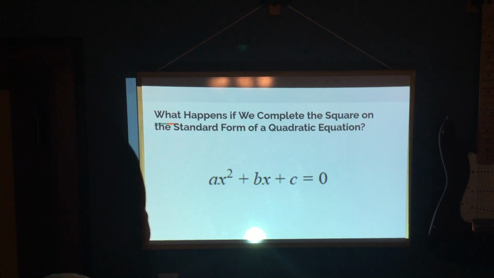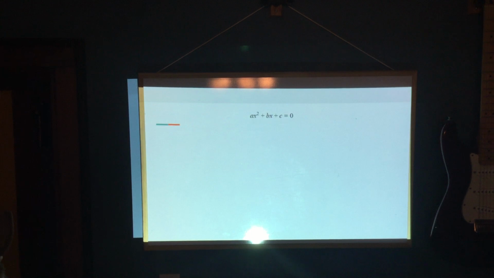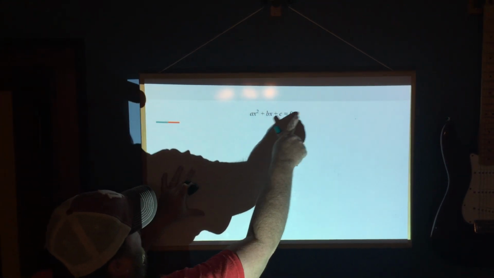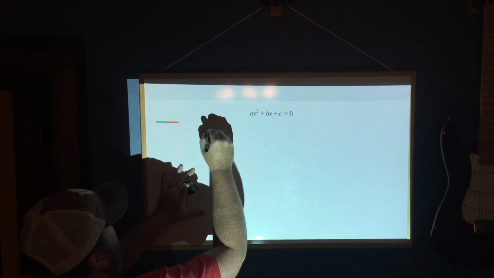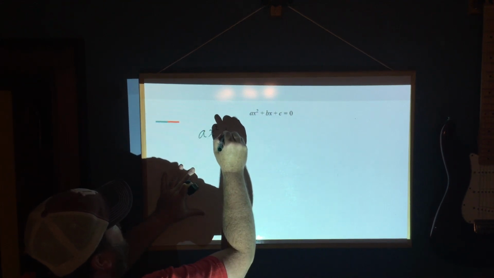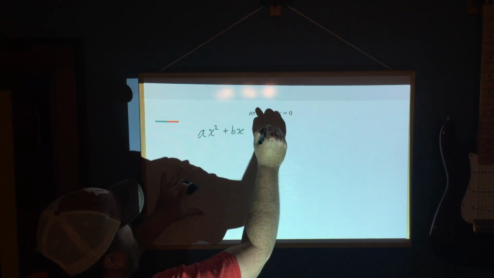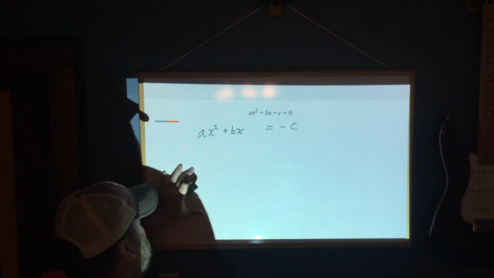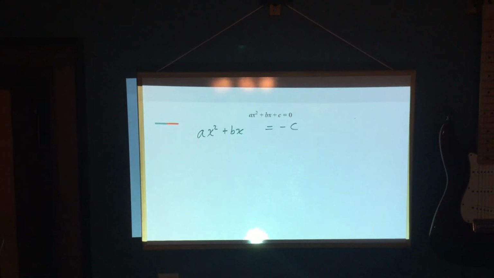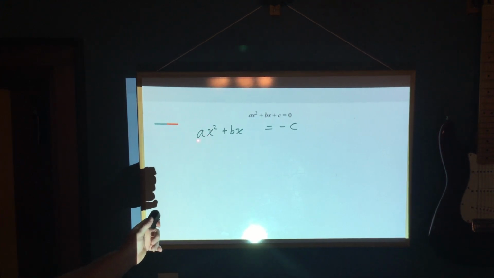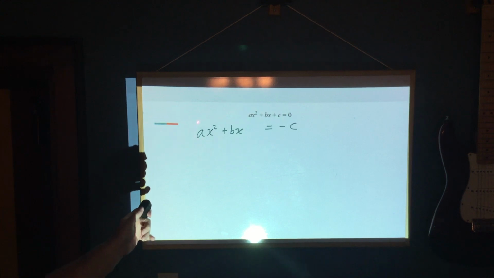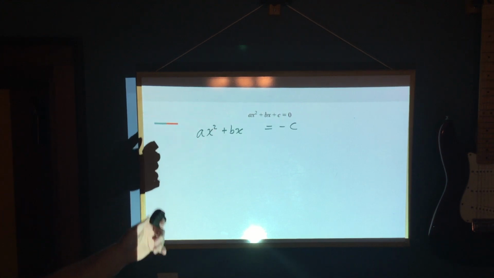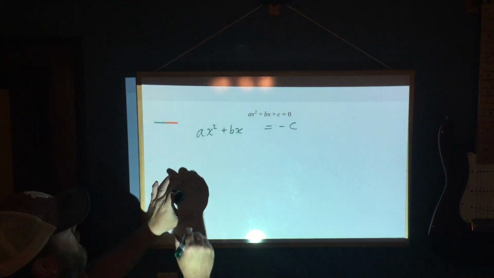because this is about to get weird. Okay. So the first thing we're going to do is transpose the constant over. So I have ax squared plus bx equals negative c. So far, so good. This has to be 1 in order for me to be able to complete the square. Well, it's not 1, it's a. So I have to factor that out.